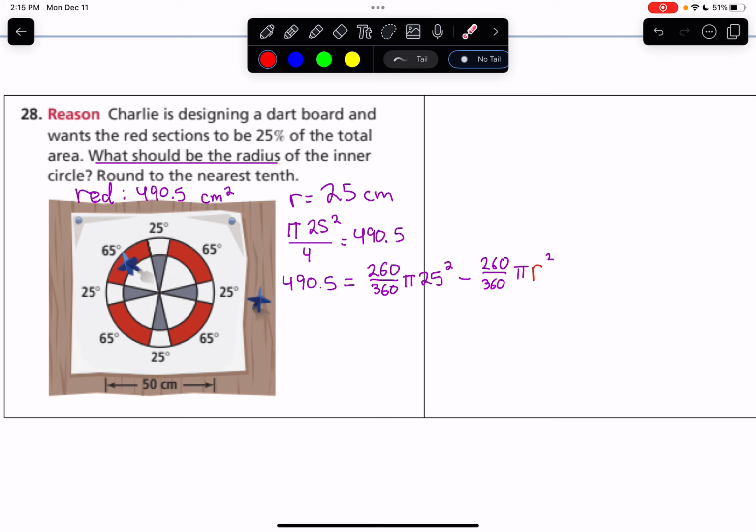So that now I just need to do a bunch of solving. So 260 over 360 times pi times 25 squared. That is going to give me 1,418.08 minus, and then here 260 over 360, I'm just going to call that 0.72 pi r squared, and I'm going to go from there. Let's keep this r red because that's what I'm looking for. Okay, and this is still equal to 490.5.